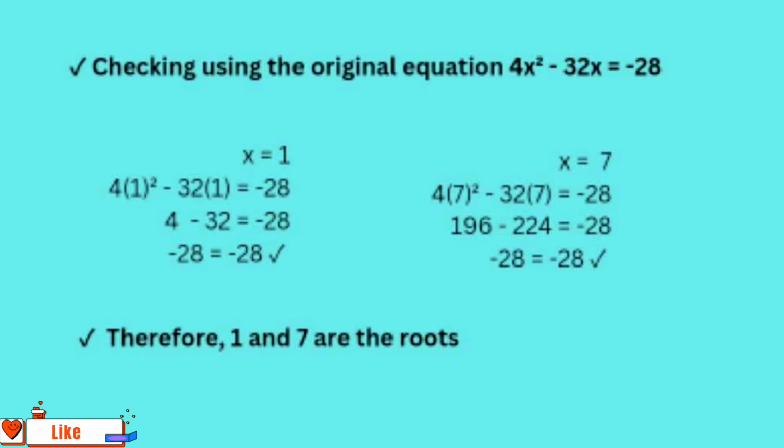Let's check. In x equals 7, 4 times 7 squared minus 32 times 7, is it equal to negative 28? 196 minus 224, is it equal to negative 28? Negative 28 is equal to negative 28, and that's checked. Therefore, 1 and 7 are the roots of 4x squared minus 32x equals negative 28.